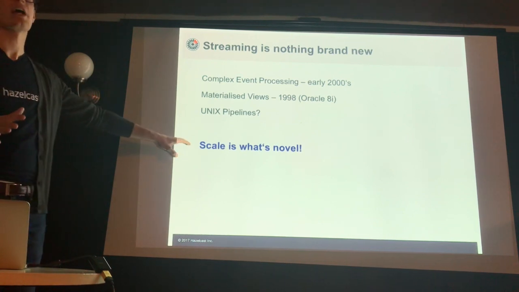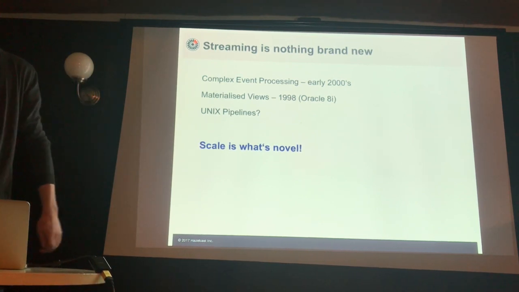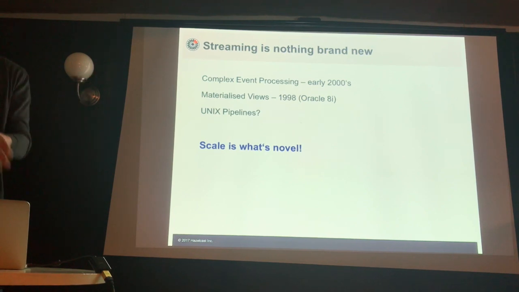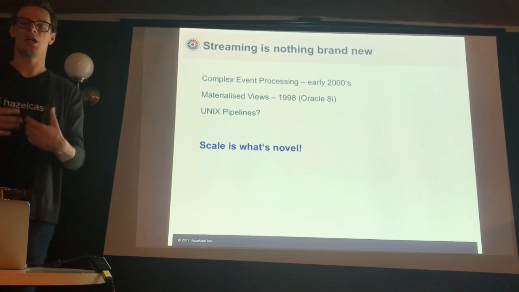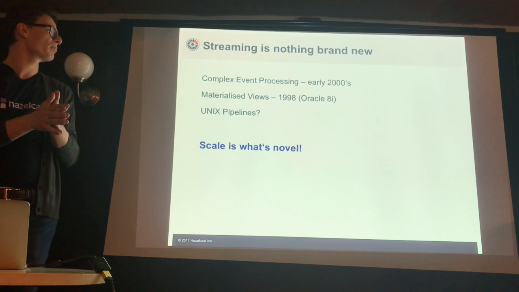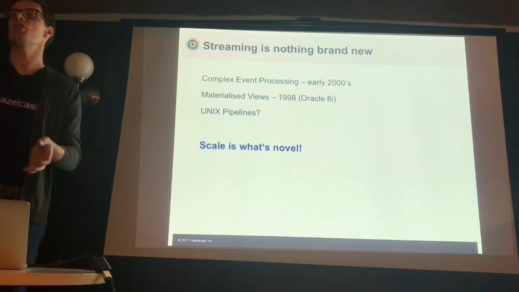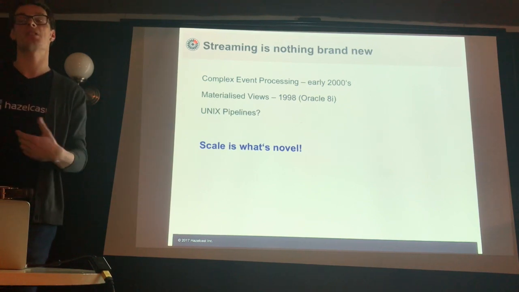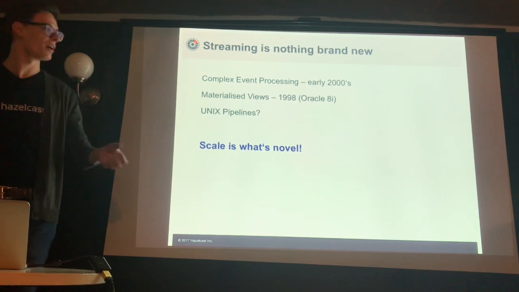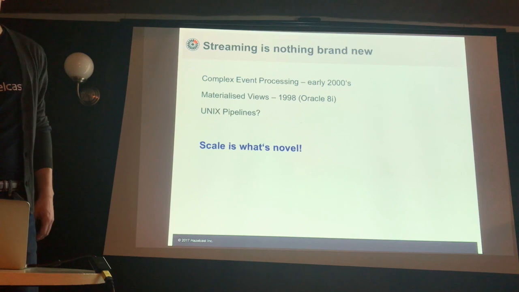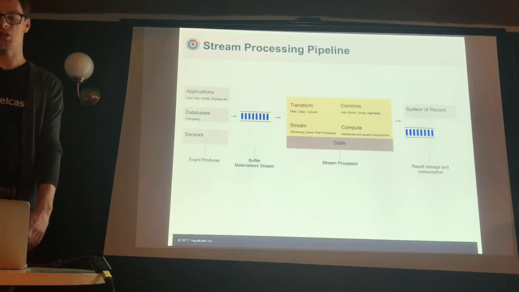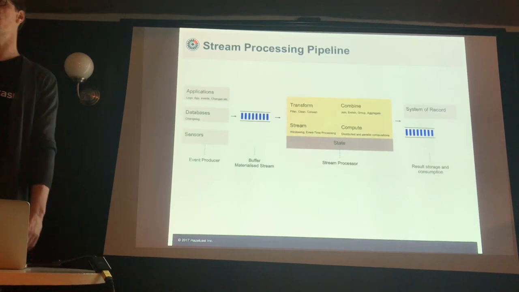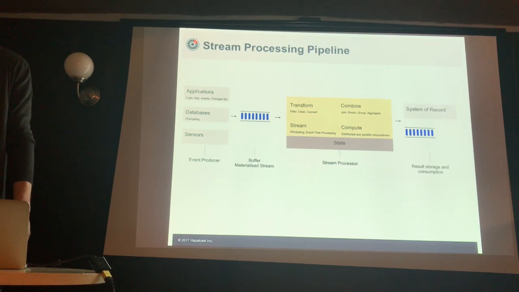What's new is the scale. With stream processing solutions of today, you can bring this to a distributed environment. You can run this on top of multiple machines, not just in one process. So the whole hype around stream processing is basically a celebration of, yeah, we get this to scale. Right, so what is actually the stream processing pipeline? How does this look?